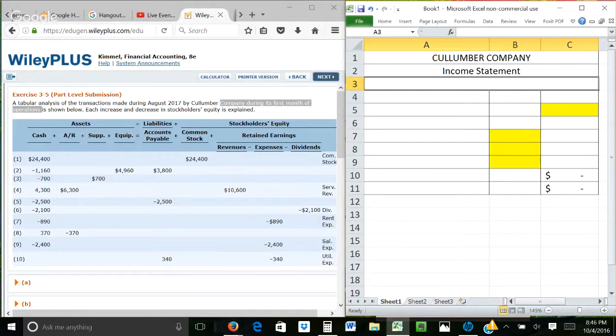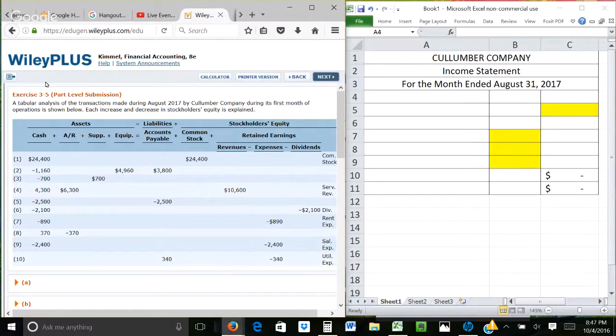This part is going to be pretty straightforward. We know that it's going to be for the month ended August 31st, 2017. And unfortunately here, they've really made it really straightforward for us. We know that an income statement is a company's revenues minus expenses to get either a net income or a net loss.